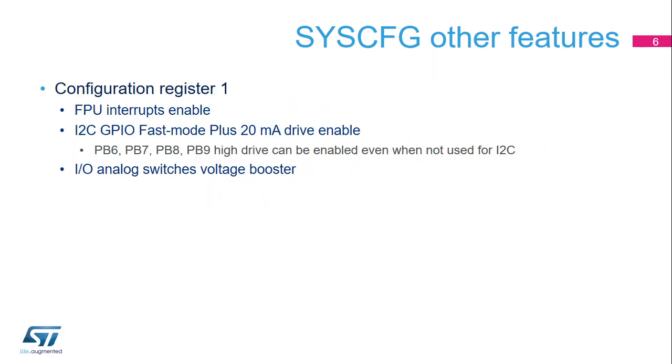The System Configuration Controller manages the selection of the GPIO to the external interrupt or event signal, which is used as an asynchronous external interrupt or event with wake-up from stop capability. Configuration Register 1 contains the floating point unit interrupt control bits. It also contains the I2C fast mode plus 20 milliamps drive enable control bits. 4 IOs can be configured with high drive mode even if they are not used as I2C alternate functions. They can be used to drive the LEDs, for instance. The IO analog switch voltage booster is also selected in this register.